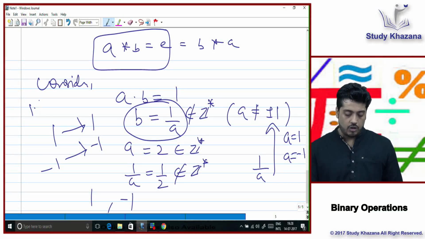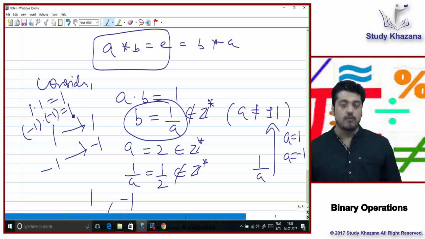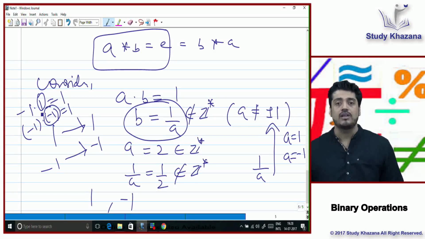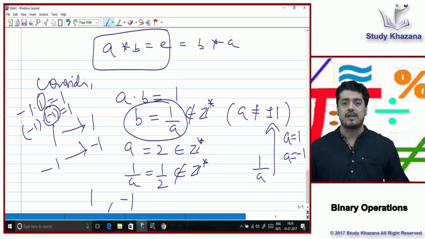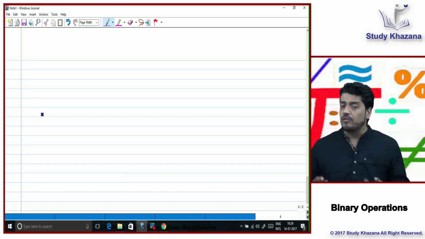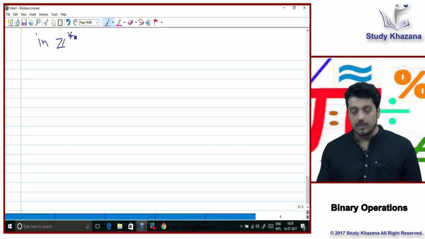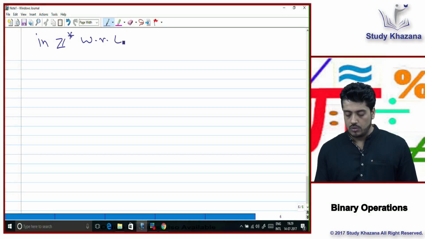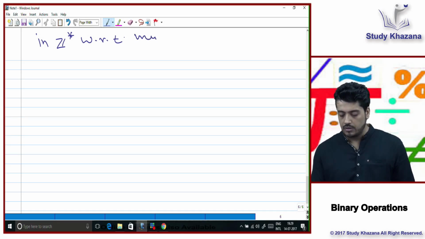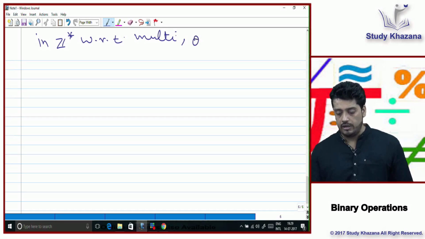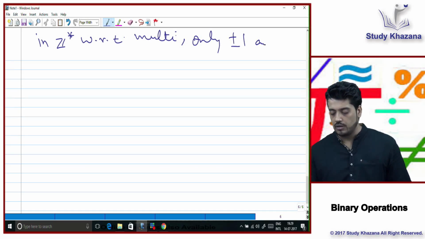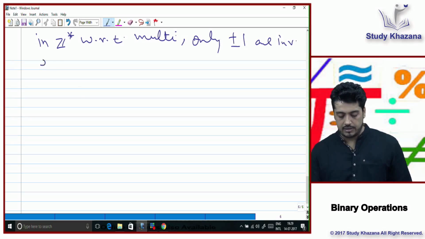1 का इनवर्स होगा 1 और -1 का इनवर्स होगा -1. Why? Because 1 dot 1 is equal to 1 and -1 dot -1 is again going to be 1. So therefore the choice for B is 1 in this case, the choice for B is -1 in this case, and both belong to non-zero integers. So what is my final conclusion in this example? This is a very important example. So what we finally conclude? I finally conclude in Z star with respect to multiplication only plus minus 1 are invertible elements.